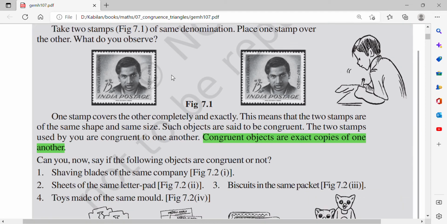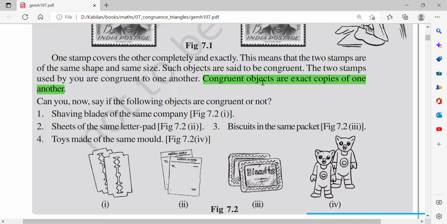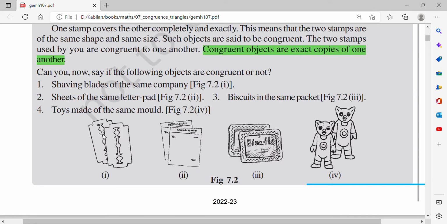Congruent objects are exact copies of one another. Example: these two blades from the same company have the same shape and size. The letter pads.